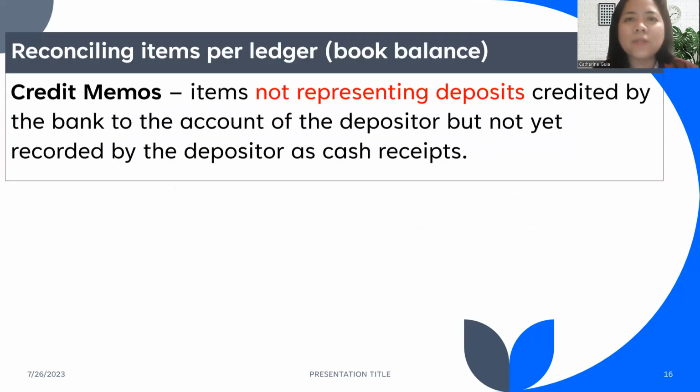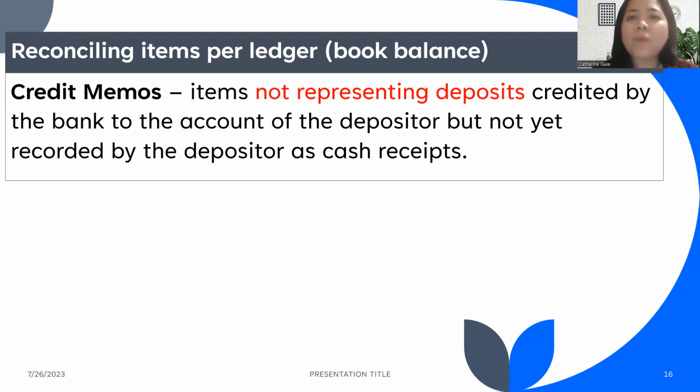Okay, let's discuss credit memos. If you can still remember, in our per ledger balance, we have the left side representing the collections. And those collections should appear in our bank statement. If not, then those collections will be your reconciling items. However, not all collections will appear in the bank statement, and that's direct credit memos.